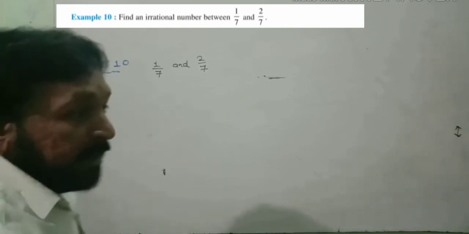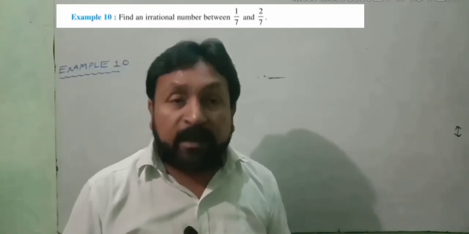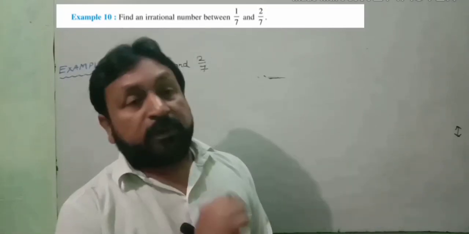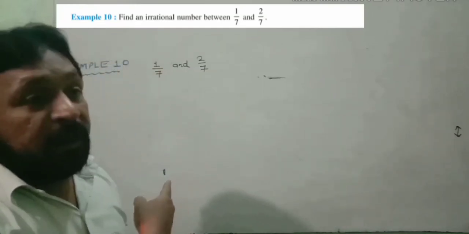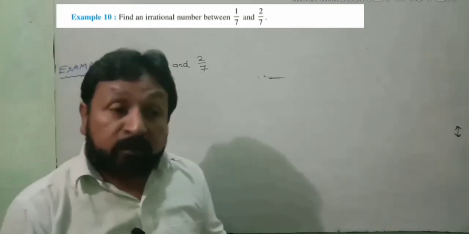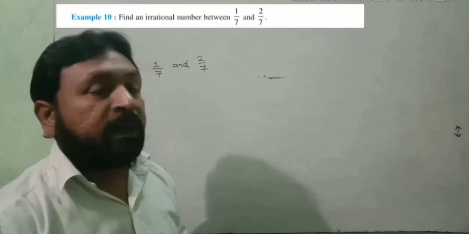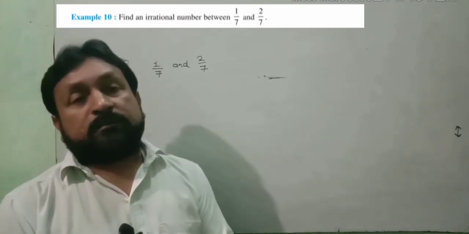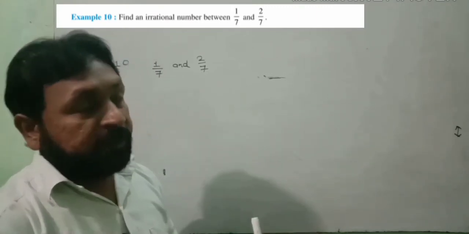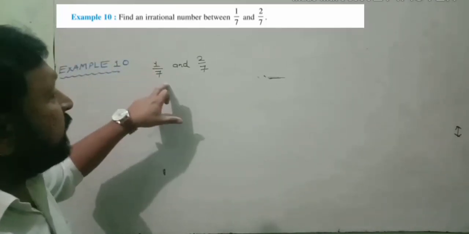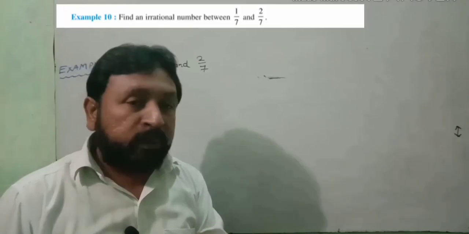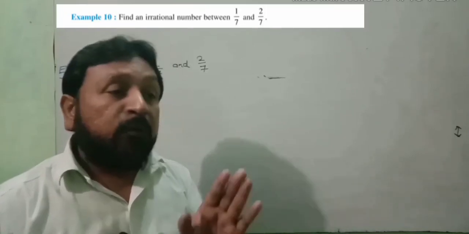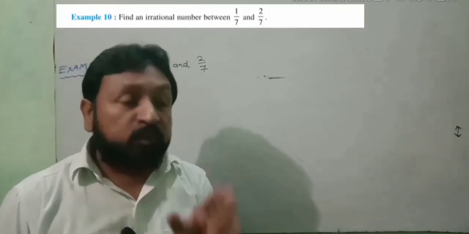This thing we all know, that between any two numbers there are infinite rational numbers and in the same way infinite irrational numbers. In this case, we have to find an irrational number. In exercise 1.1, we solved it for rational numbers, and in this case we have to find an irrational number. So it also has a method. If the question was to find a rational number between 1 upon 7 and 2 upon 7, we all know how to do it. In the same way, for finding the irrational number, we have to follow some steps.